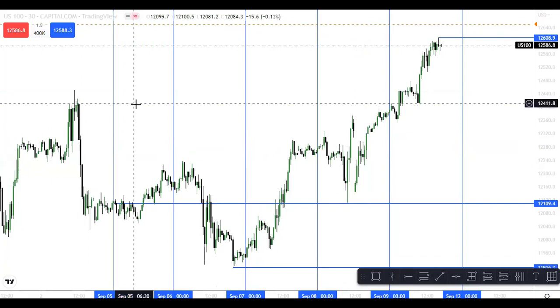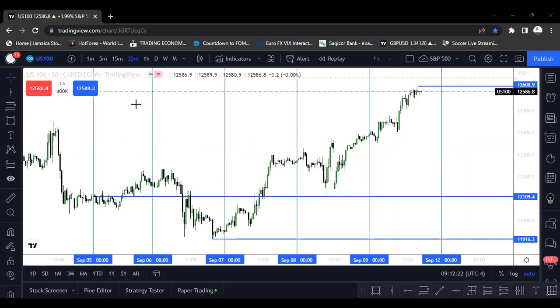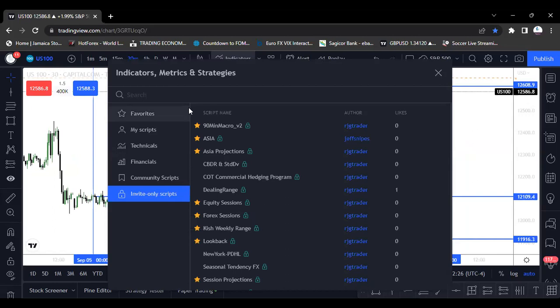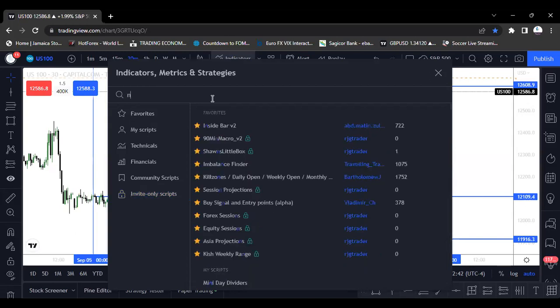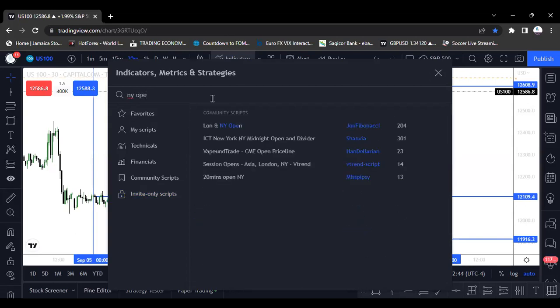So I need to exit full screen. So you guys are teaching me today. ICT, I forgot the name. What's it called again? Just type New York open divider. New York open divider, okay. NY. NY. Open, yeah. Second one. This one? All right, thank you. Yep. No worries.